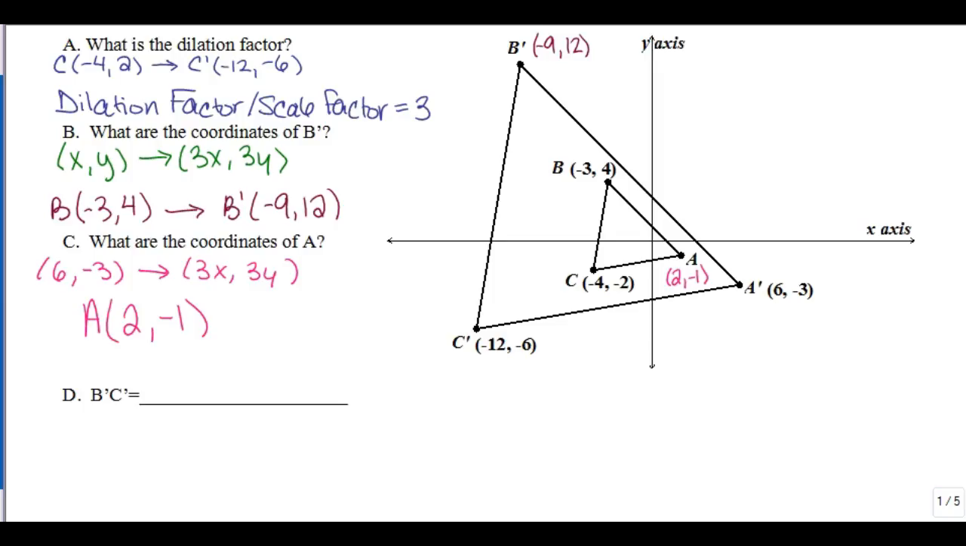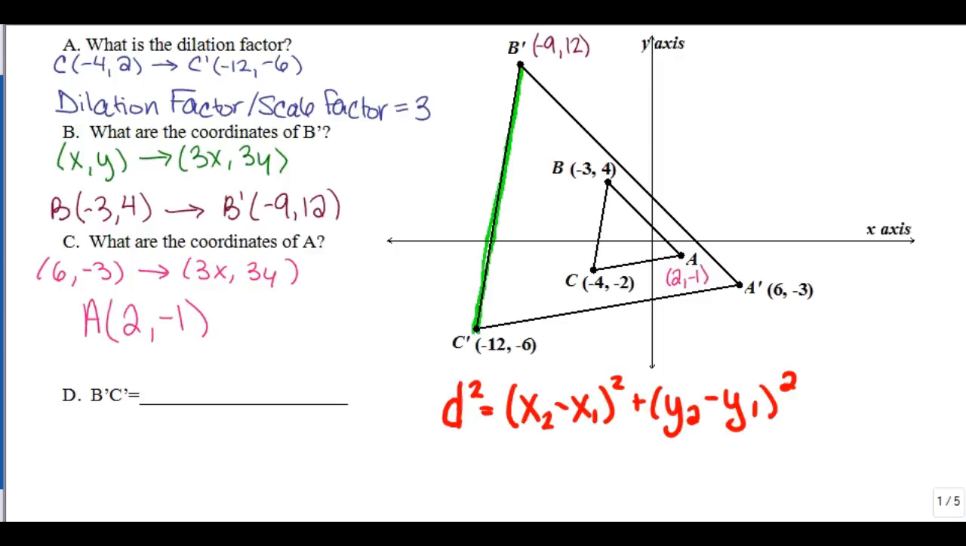Our last question is to find the length of B', C'. Although there are two different correct methods to get to this answer, both of these methods require the distance formula. The first way we could approach this problem is just by finding the distance between B' and C' using these two coordinates. However, there is an alternative.